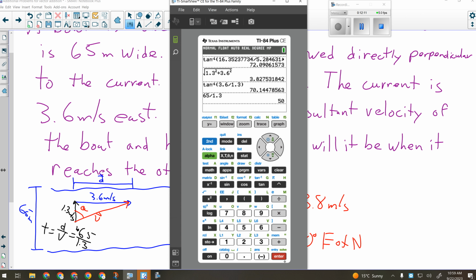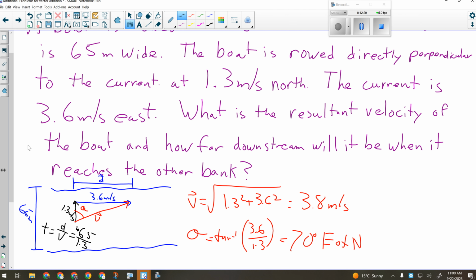Is that also how long I'll be going downstream in the boat? Well, once I get across, I hit the other bank, I stop, right? I'm no longer going across or downstream. So yes, the 50 seconds is shared by both across and downstream. And that's the thing I have to remember about boat questions, is that both of those velocities share the time.